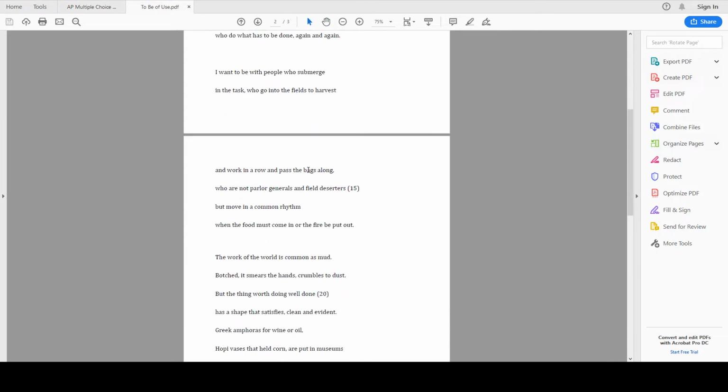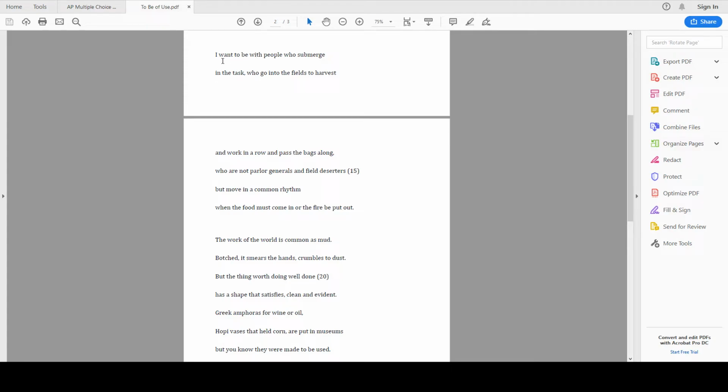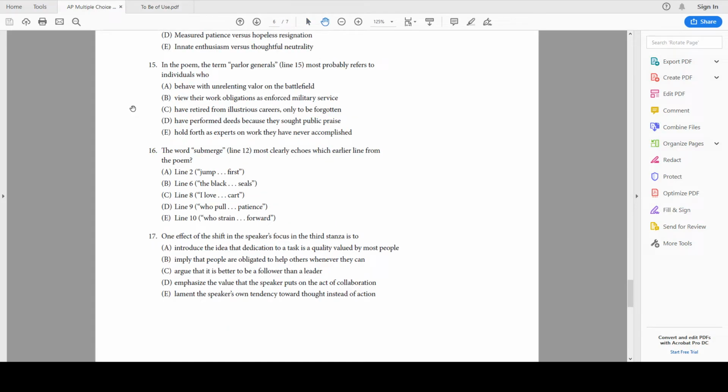I want to be with people who submerge in the task, who go into the fields to harvest and work in a row and pass the bags along, who are not parlor generals and field deserters. Okay, so another vocab test. You have to know what a parlor is, which is like a room, usually with furniture for entertaining people, as opposed to a field. So if I was a parlor general, but a field deserter, I am someone who is willing to talk about something while in the comfort of a home, but I'm not willing to go out into the discomfort of the outside world.